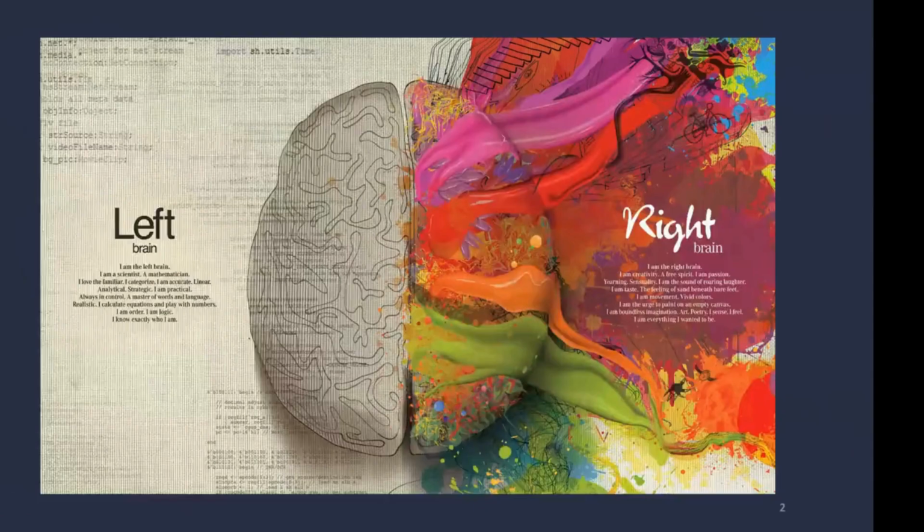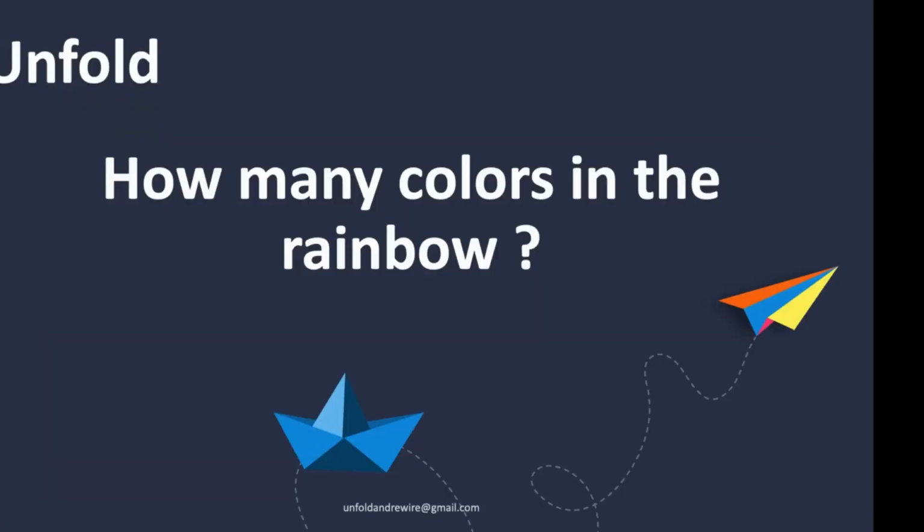Have you seen this kind of what the left brain is and what the right brain is? Do you know about this concept that the right brain is for creativity and left brain is for logic, and most of our logical functions are on the left side and creative stuff is on the right side? Is everyone aware of something like this? Yes. Lovely. Okay, now that we are all on the same plane, I ask you a question. How many colors in the rainbow?